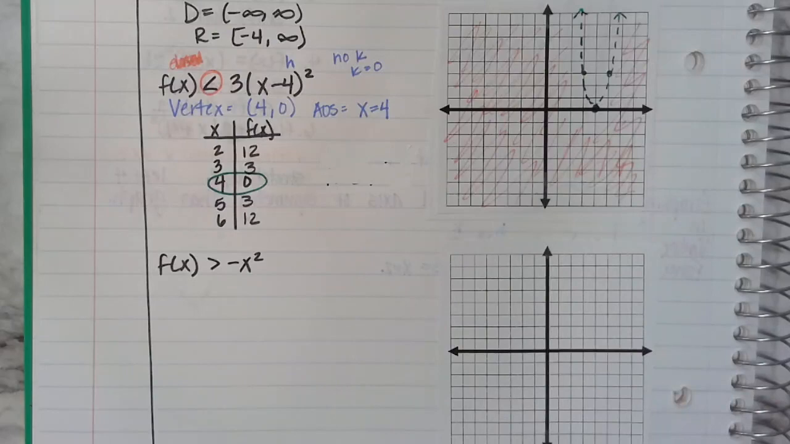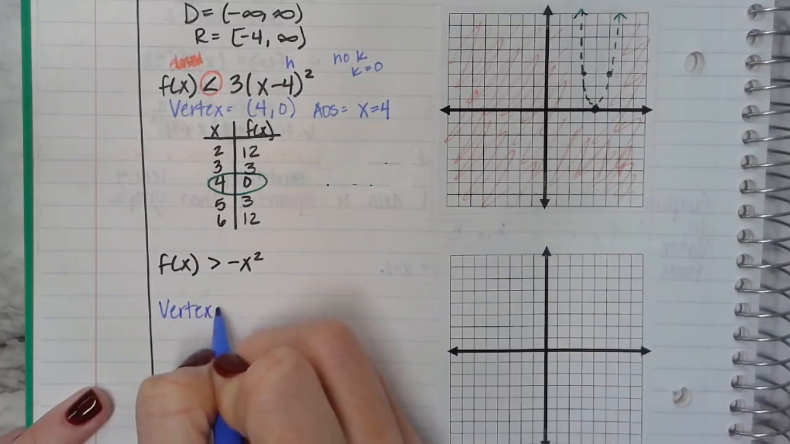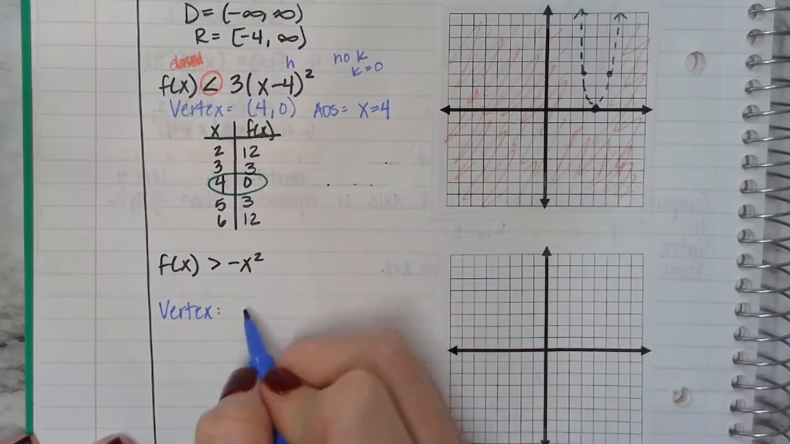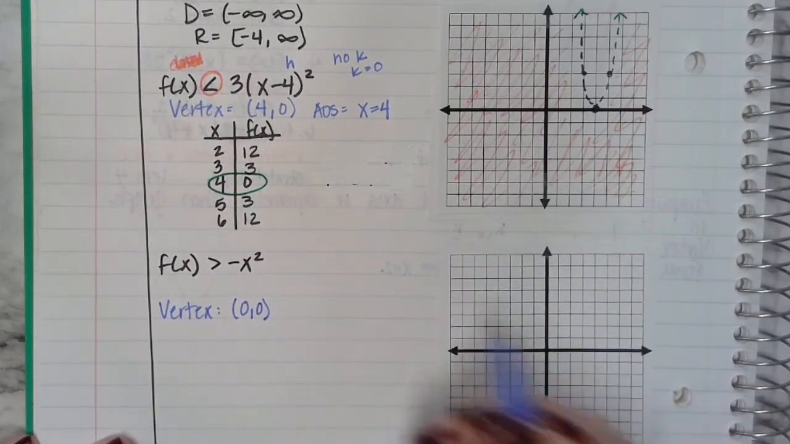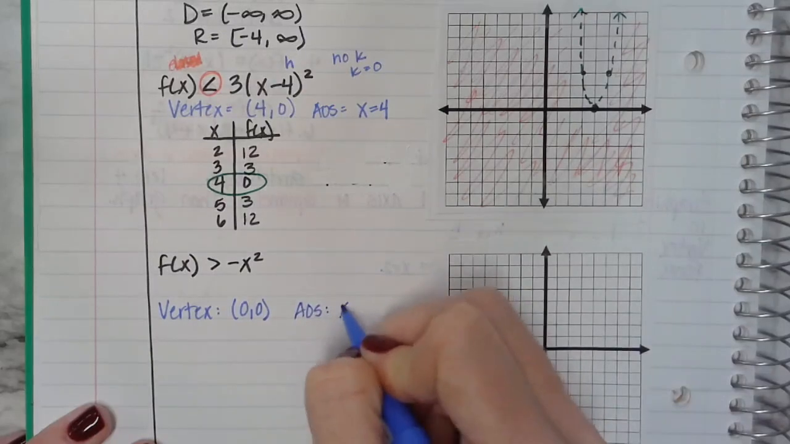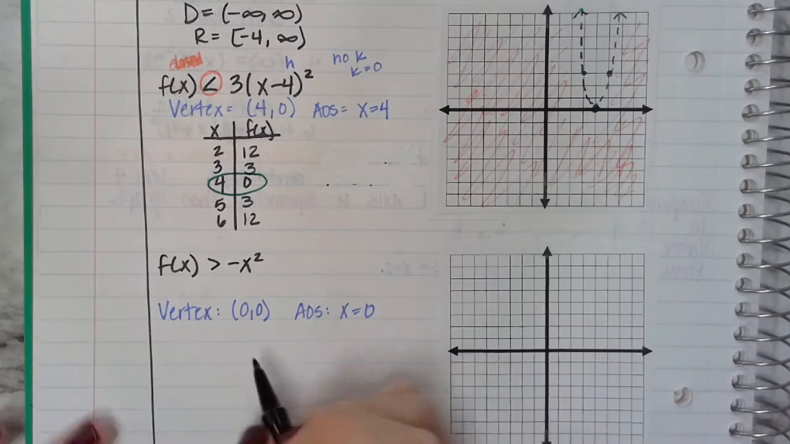One more example. f of x is greater than negative x squared. So, vertex, opposite h comma k. Well, there's no h and there's no k. So this is 0, comma 0. No h, no k, they're both 0. Our axis of symmetry then is x equals 0. And so now we're going to make a table.